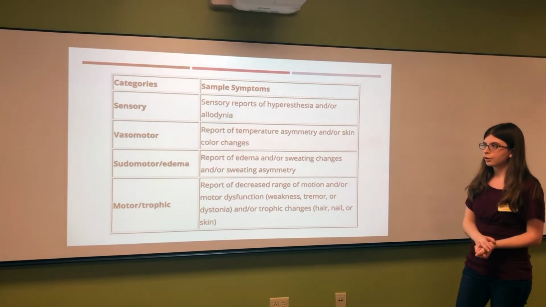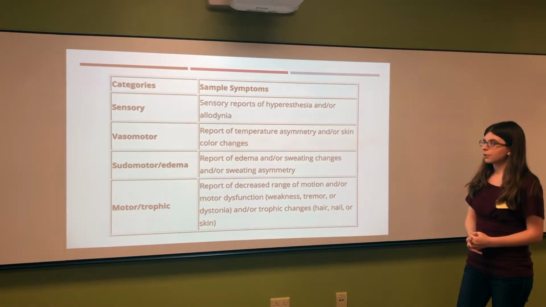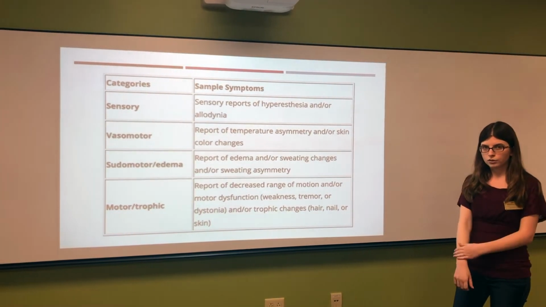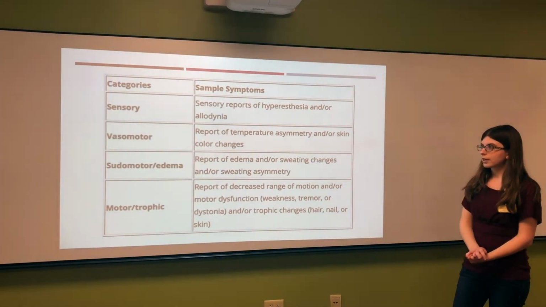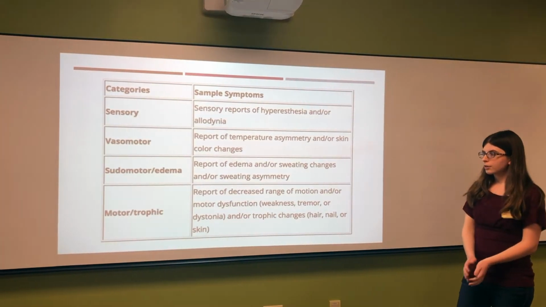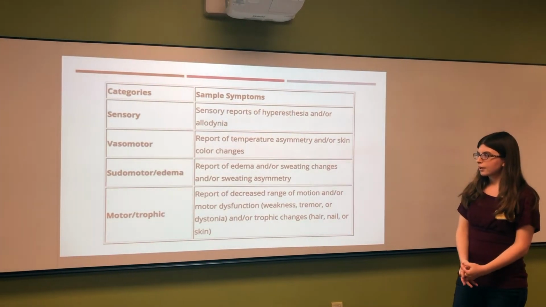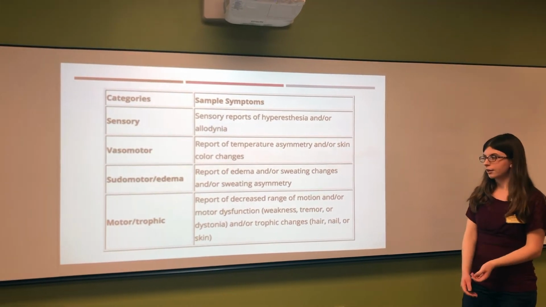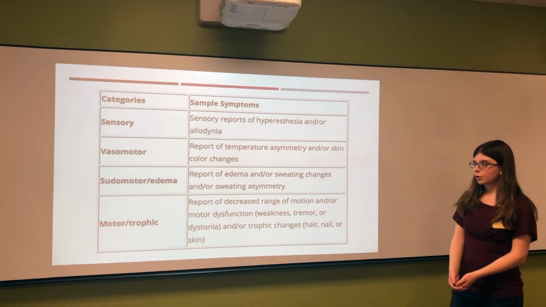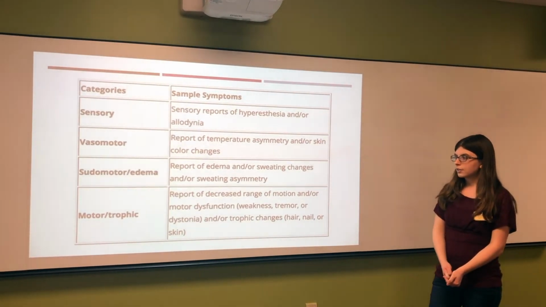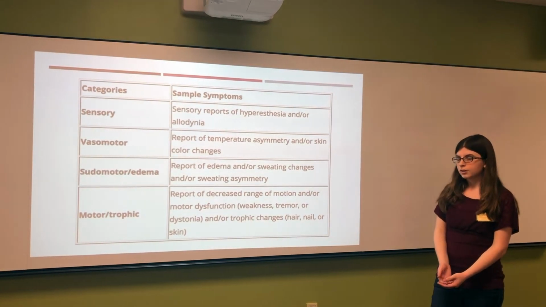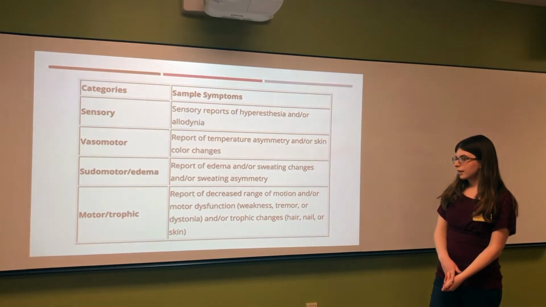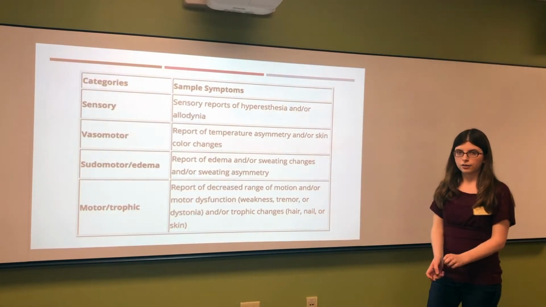You also have vasomotor changes. For example, temperature asymmetry, where one arm feels warm and one arm feels cold, and or skin color changes. You can also have reports of edema or sweating changes, or sweating asymmetry, where one area is sweating and one area is not. And then you also have the motor trophic category, in which you have reports of decreased range of motion, or you could have muscle weakness, tremors, dystonia, and or trophic changes in the hair, nail, or skin. For diagnosing someone with CRPS, you have to rule out Lyme disease and peripheral neuropathy.